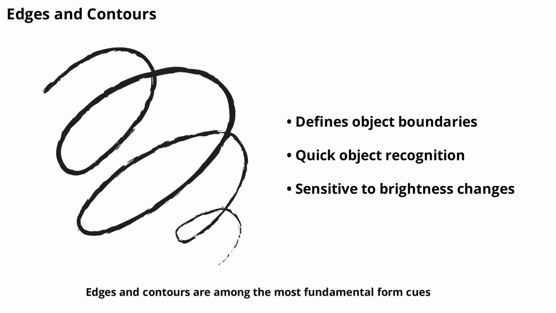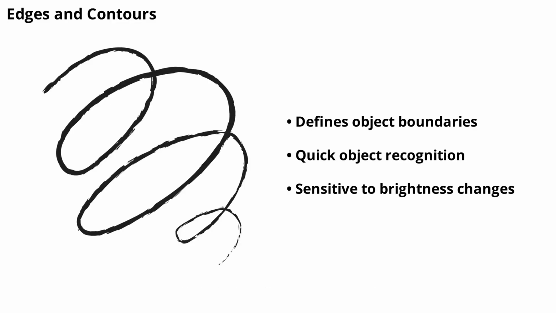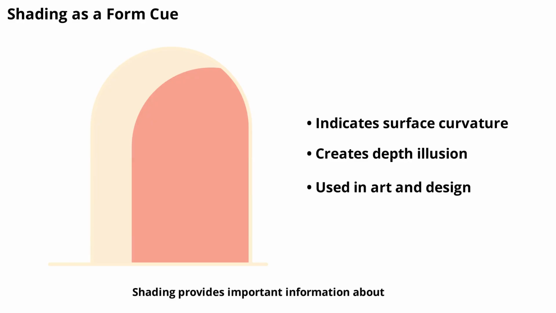Edges and contours are among the most fundamental form cues. An edge is where there is a sudden change in brightness or color, indicating the boundary between two surfaces. Contours are the outlines that define the shape of an object. Our brains are highly sensitive to these changes, allowing us to quickly identify objects even in complex scenes. For example, the outline of a tree against the sky is a contour that helps us recognize the tree's shape instantly.